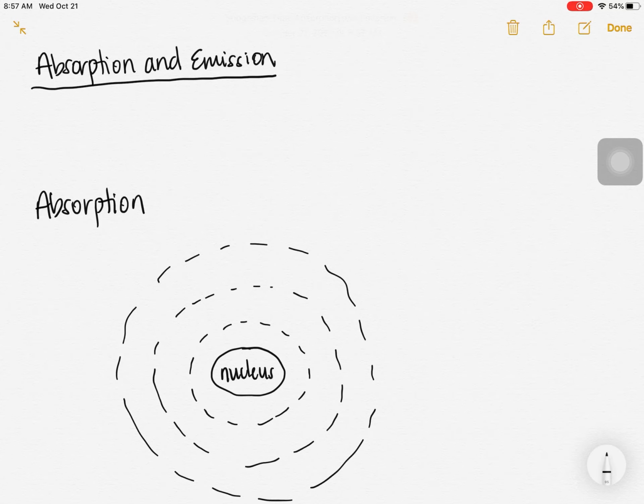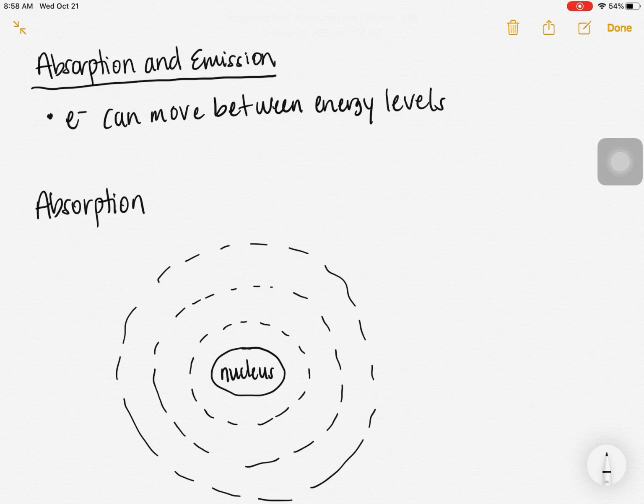This video is on absorption and emission and the differences between the ground state and the excited state for electrons. Okay, so the first idea we want to talk about here is that electrons can move between energy levels in an atom, and the way they do that is by gaining or losing energy.